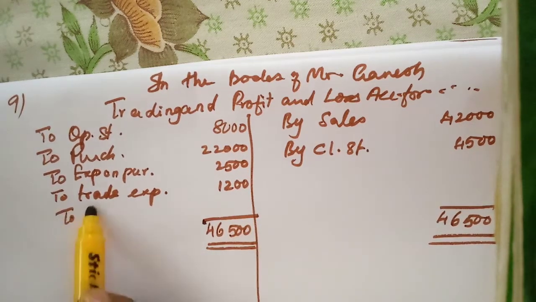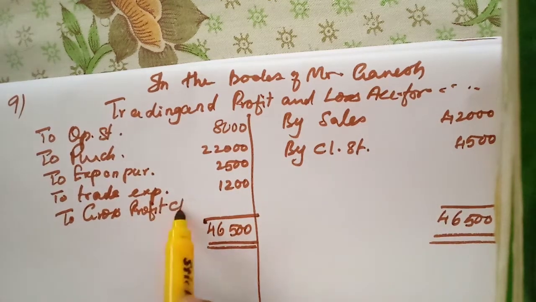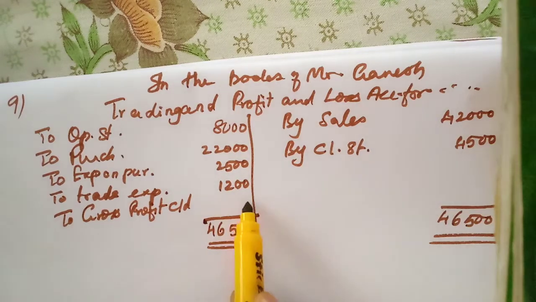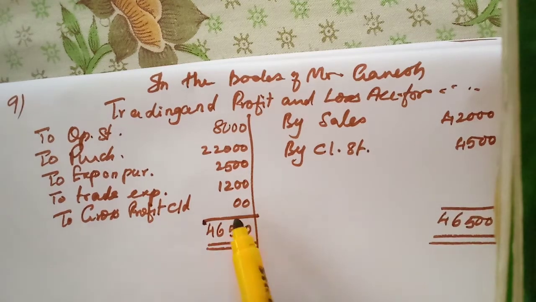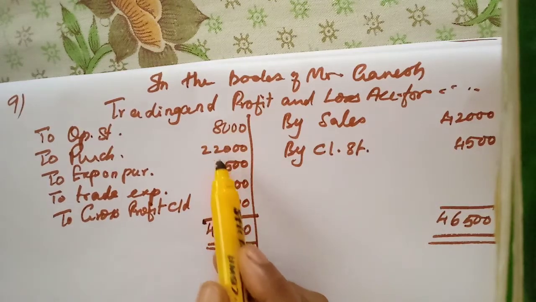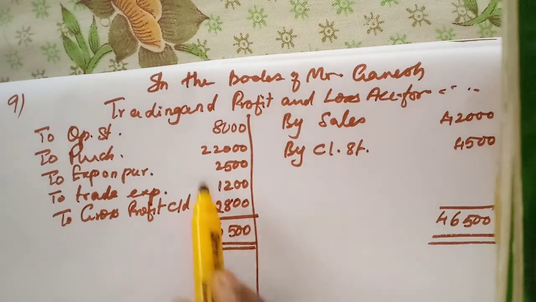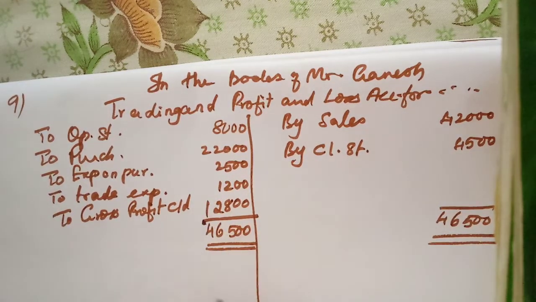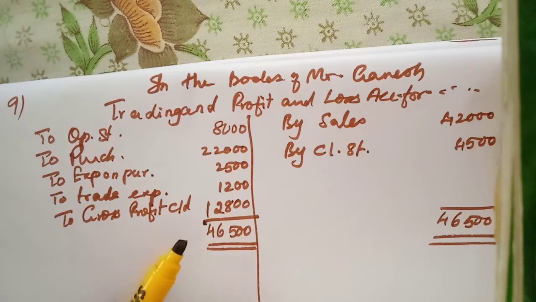Then to gross profit carried down. Let us calculate: 7 plus 8, 15, balance 1, 9, 11, 13, 14, plus 2, 16, balance 1, 3 plus. Okay, there in the book the answer 14,000 is given. They have considered this trade expenses as indirect expenses.